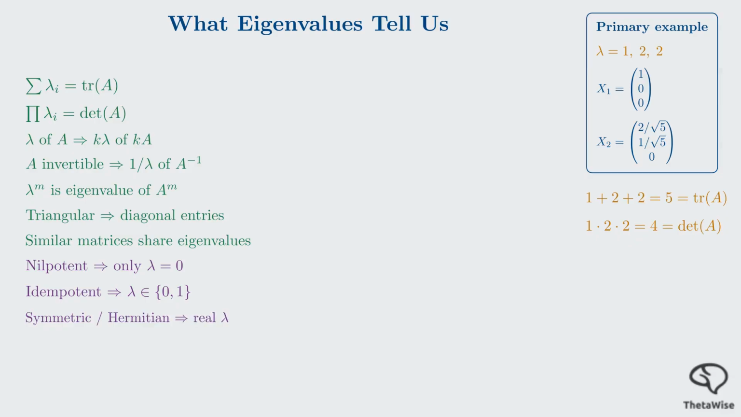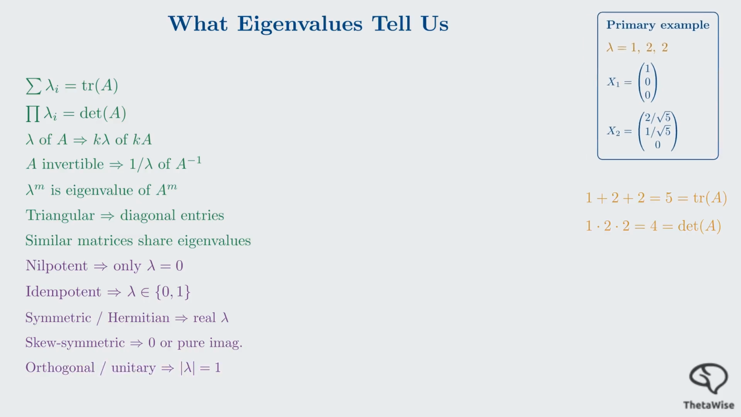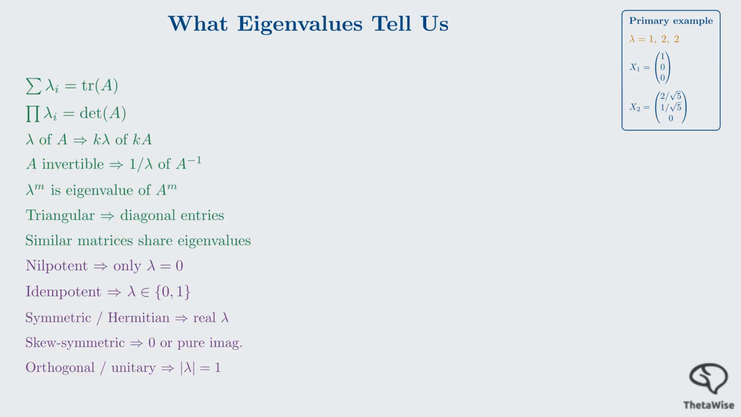Real symmetric and Hermitian matrices have real eigenvalues, while real skew-symmetric and skew-Hermitian matrices have 0 or purely imaginary eigenvalues. Orthogonal and unitary matrices have eigenvalues of absolute value 1. These statements turn structural information about a matrix into quick predictions about its spectrum.